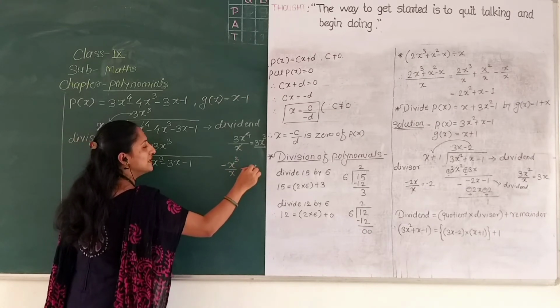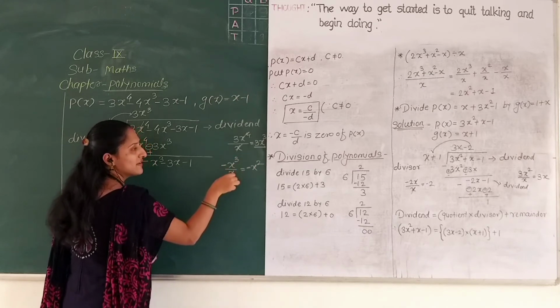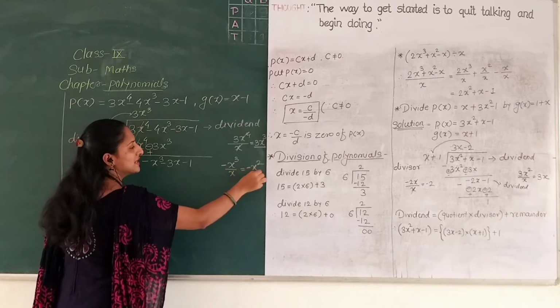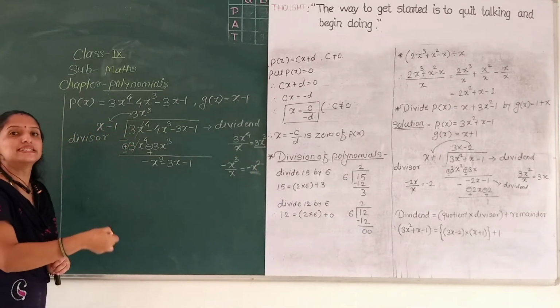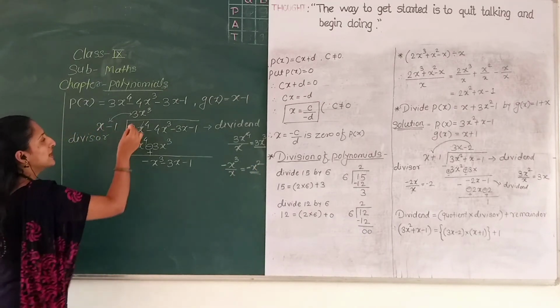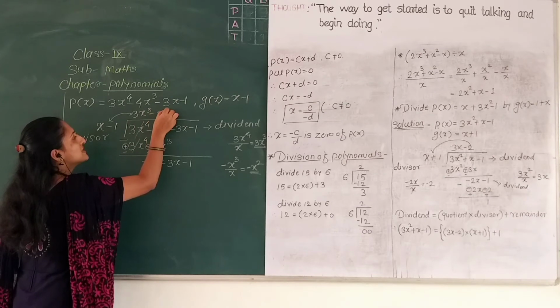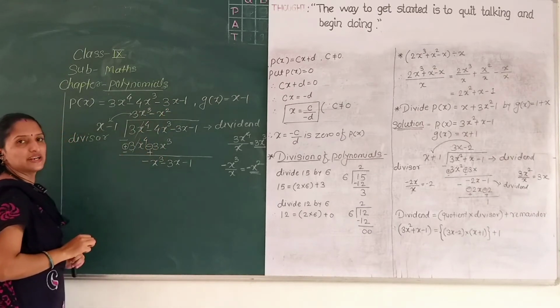The answer is negative x square, since one x will cancel here. So negative x square is our second quotient. Okay, so I write here negative x square is our second quotient.